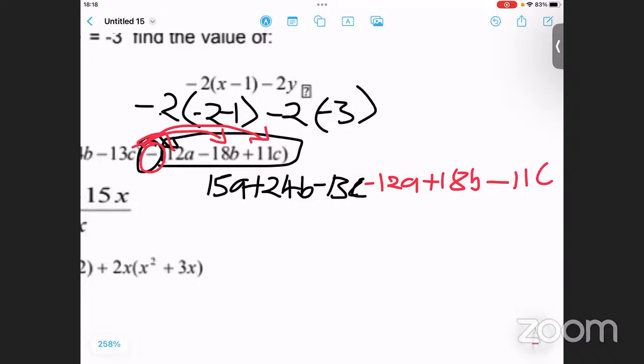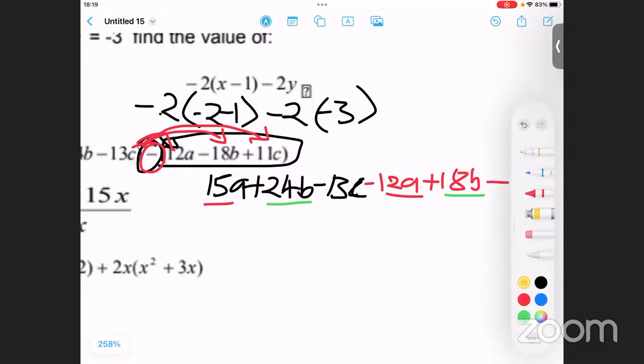So we have the like terms, which is what, 15a and 12a. We have the a's, and we also have the b's. So we have 24b that has to be paired with that positive 18b. And again, let's do yellow. We have 13c. We also have minus 11c, right? So we're going to add the like terms, or we're going to sum the like terms. So we're going to have 15a minus 12a.